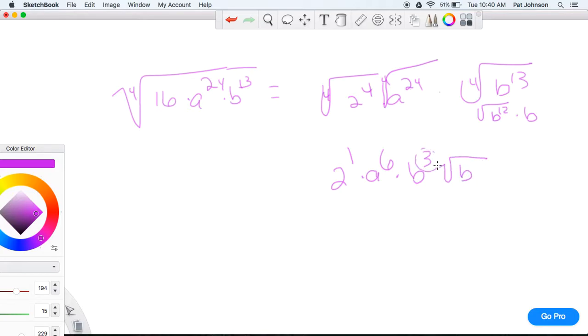Now, even though we have an odd and an even index, we don't have to do the absolute value because you have another b in here, and b can't be negative or it would be undefined. So we have to assume it's positive, so our answer is a to the 6th, b cubed, 4th root of b. Okay, so that's all you're doing. So this is just a product; we're working backwards, or showing how to simplify by breaking it down. So that's what the product rule tells you.